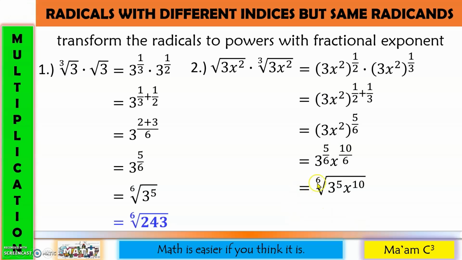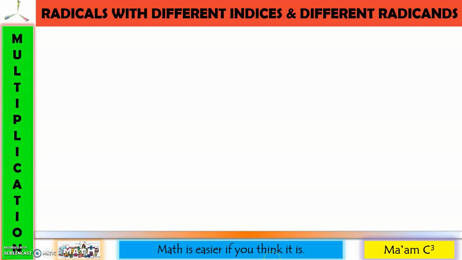Since there is one 6 in 10, I can factor out 1 x. 3 to the 5th again is 243. 1 times 6 is 6. And 10 minus 6 is 4. So there are 4 more x's. x to the 4th.